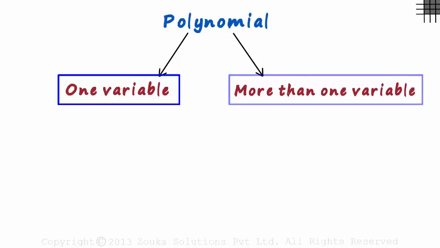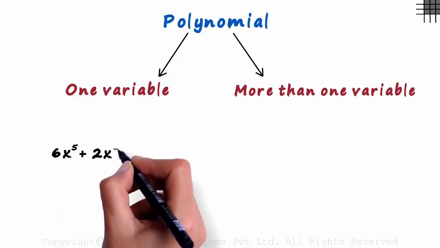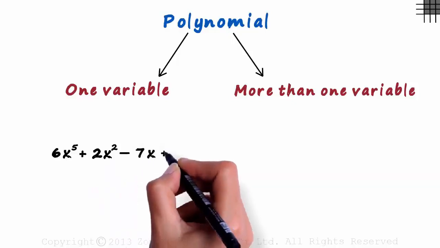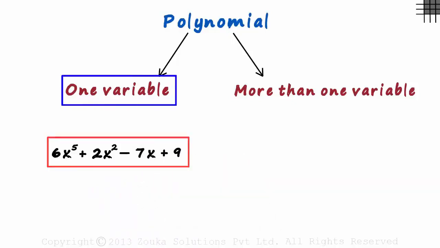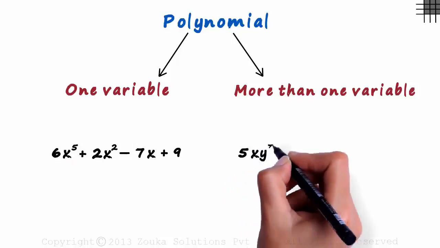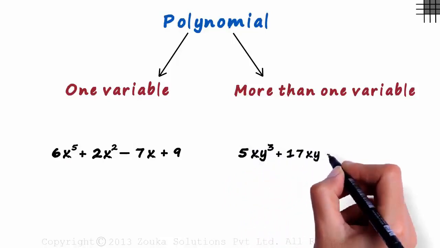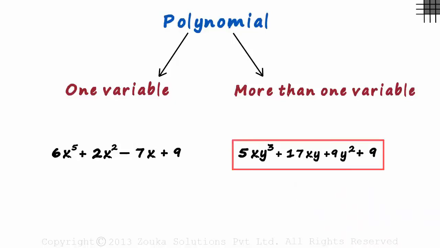An example of the first type would be 6x raised to 5 plus 2x squared minus 7x plus 9. This polynomial has just one variable, which is x. An example of the second type would be 5xy cubed plus 17xy plus 9y squared plus 9. This has two variables, x and y, which makes it fall into the second category.